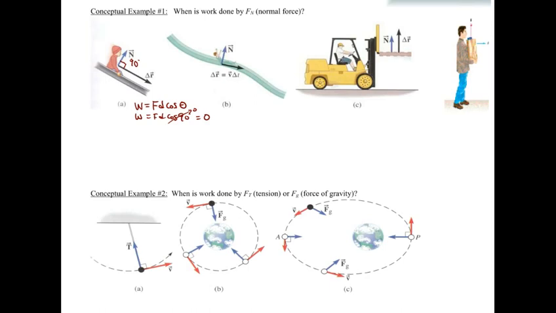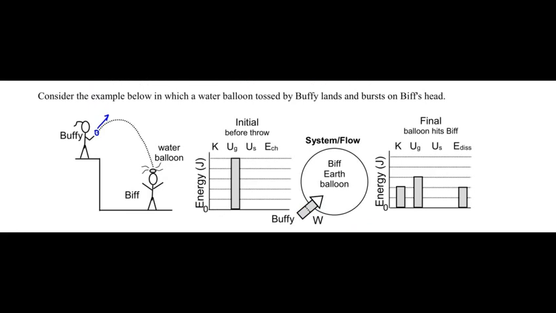If you go back to the Buffy and Biff example, in this case Buffy, who is in the outside surroundings, is applying a force on the balloon. So we could say positive work is being done on the balloon. And since the balloon is part of our system, we could say work is done on the system, and hence energy is entering the system. There are situations where work is done by the system on the surroundings, and in that case, energy would be leaving the system.